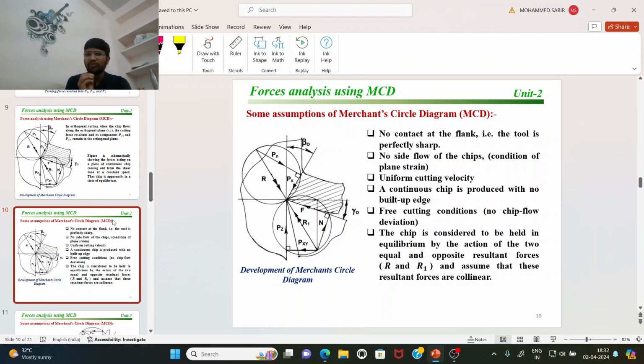The most contributing factor is what? Pz. The net resultant of Pz and Pxy is R. Please pay attention to what I'm saying because these words are so important.